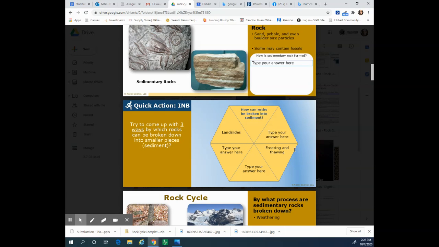Okay, freezing and thawing. With the ground freezing and thawing, how does that make the rocks break down into smaller pieces and turn into sediment? You will write your answer for that right here. How can rocks be broken down into sediment? That is where you will put this answer right here.